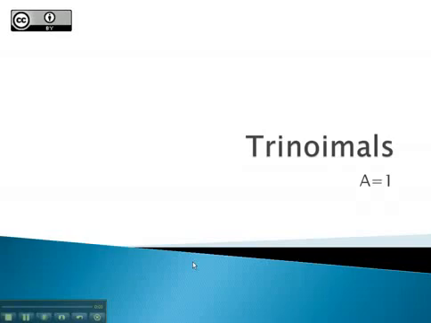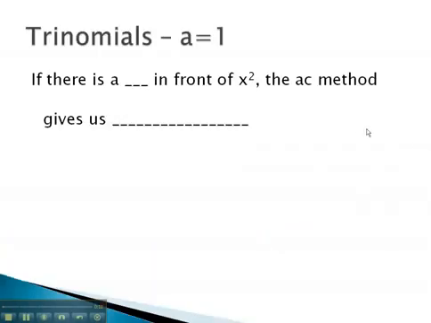In this video, we will look at factoring trinomials in the special case where a is equal to 1. In other words, there will be no number in front of the x squared. Technically, it would be a 1. If there is a 1 in front of the x squared, the AC method gives us the factors directly, without nearly as much guess and check.